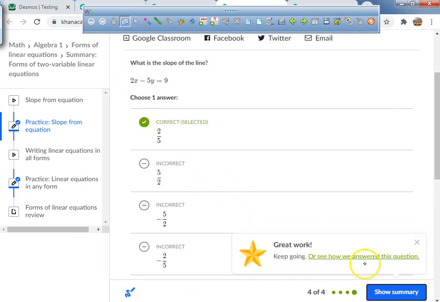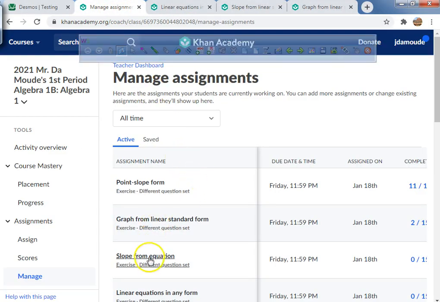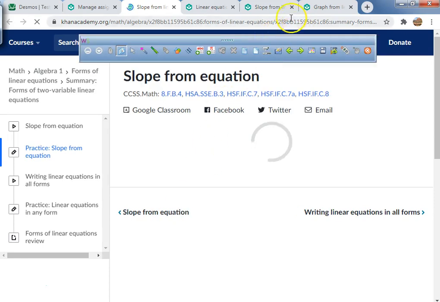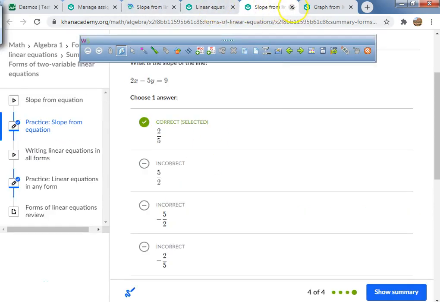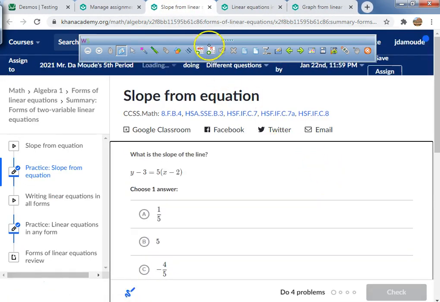Now I realize that's done with that section, but I'm going to do 2 more. All right. So I'm going to go over here real quick. I'm going to go slope from equation, and we'll see what pops up. Okay. It's loading. Here we go. Now, all right.